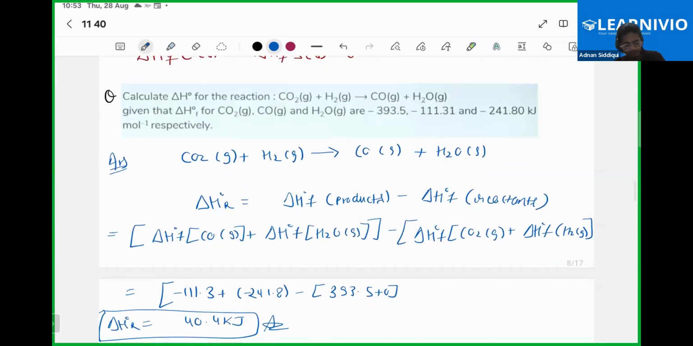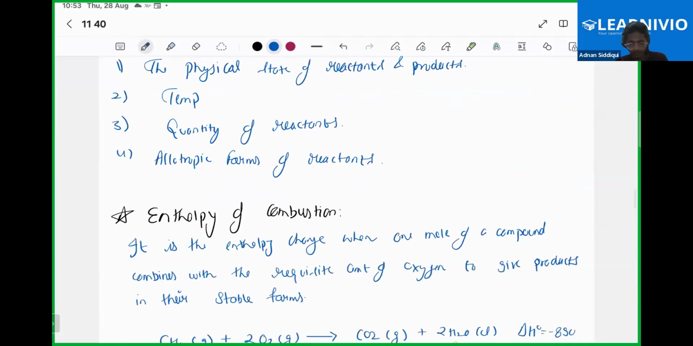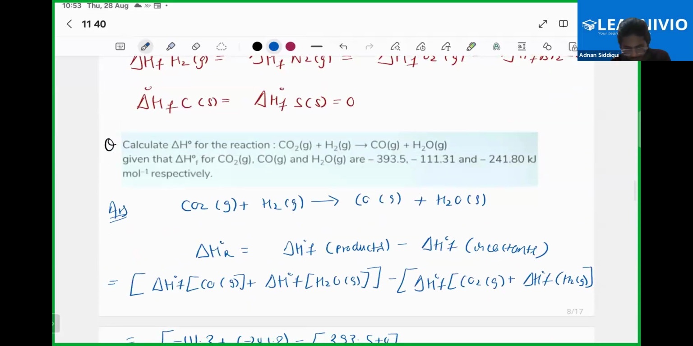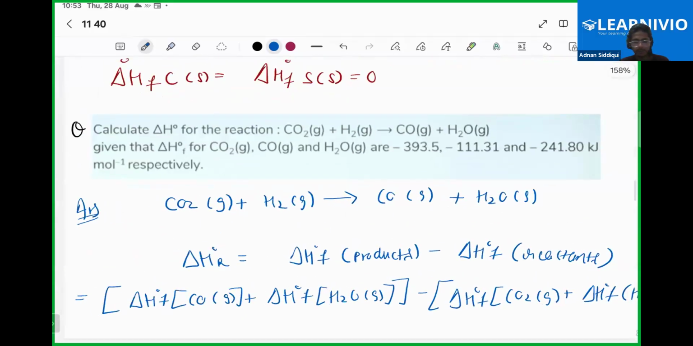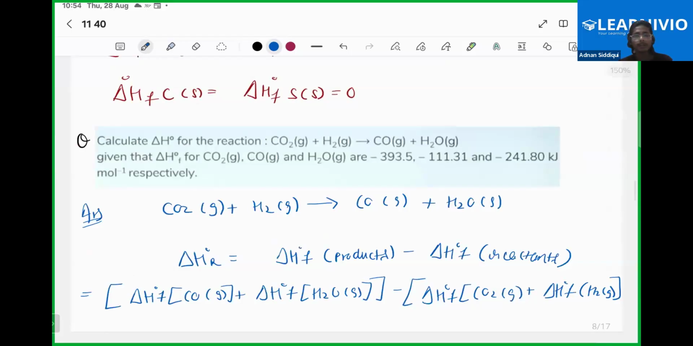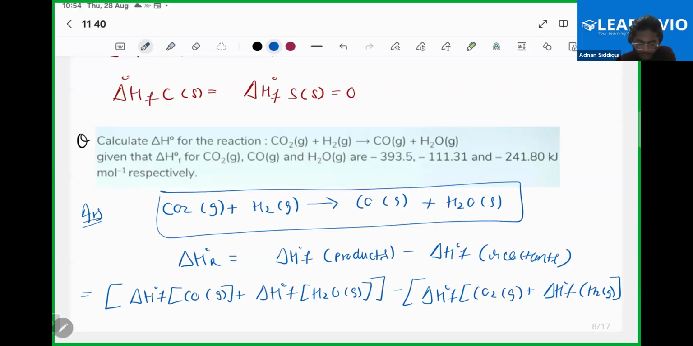Now, let us talk about this. In this question, they are saying you have to calculate the delta H naught. Delta H naught is what? Basically the enthalpy change, but at standard condition. The chemical equation is given, right? This is your chemical equation.